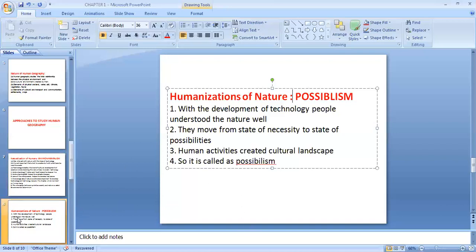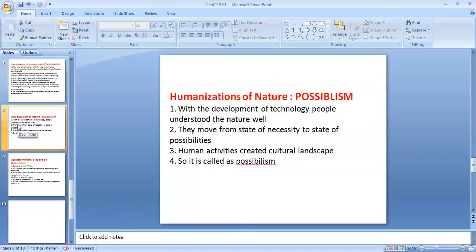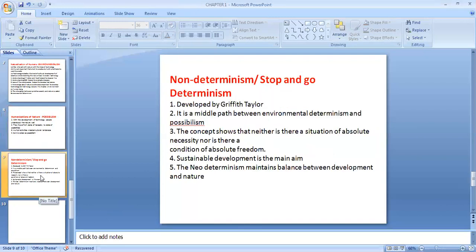Next, if you see this humanization of nature, after that another important approach is there, which is known as neo-determinism. Neo-determinism was developed by the Australian geographer Griffith Taylor. It is also known as stop and go determinism. Why is it known as stop and go determinism? It is the middle path between environmentalism and possibilism.